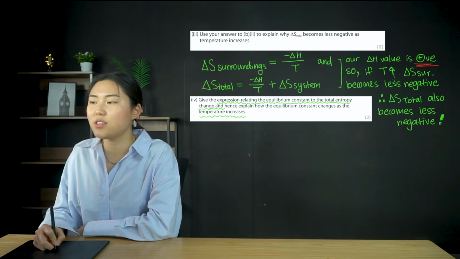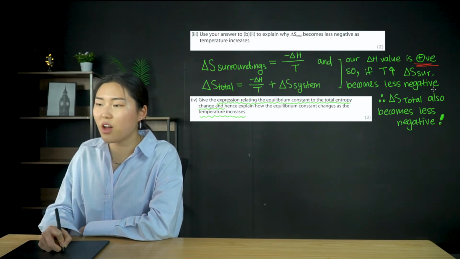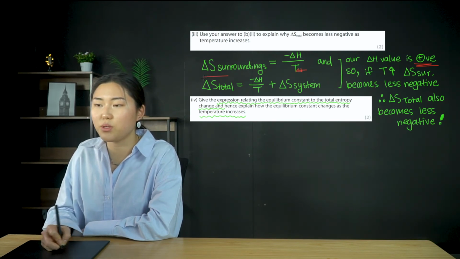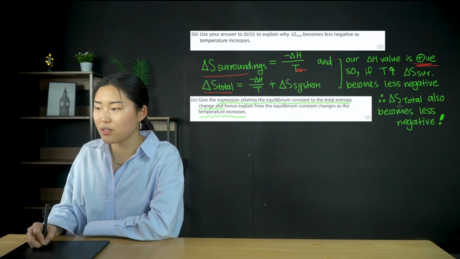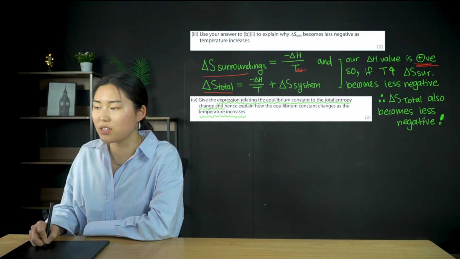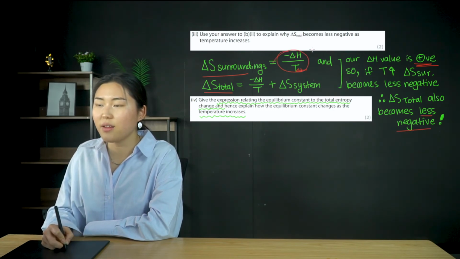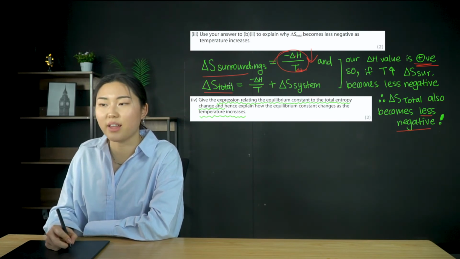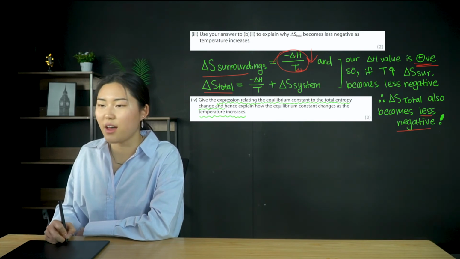Which is endothermic. So if the temperature is increasing, the delta S surroundings becomes less negative. So when the denominator is increasing, this whole thing is going to be contributing less to the delta S total, right? Therefore, delta S total also becomes less negative, okay? If the negative value is getting smaller, then the delta S total is going to also be less negative, right? Yeah, that's how you can tackle these kinds of questions. And moving on to the next.